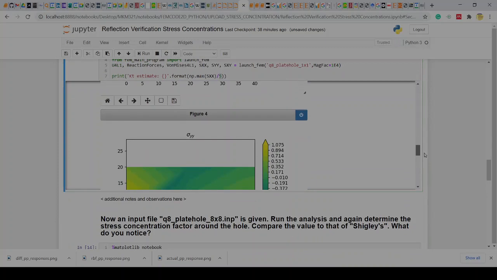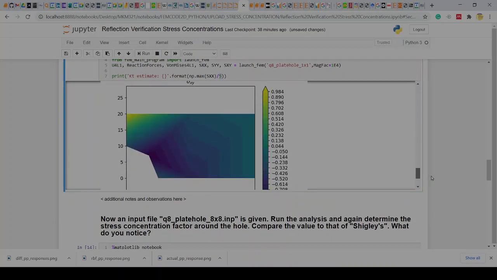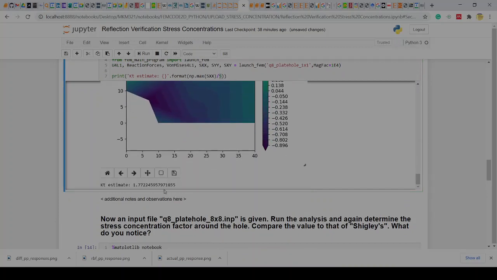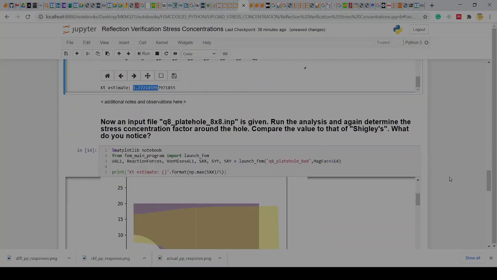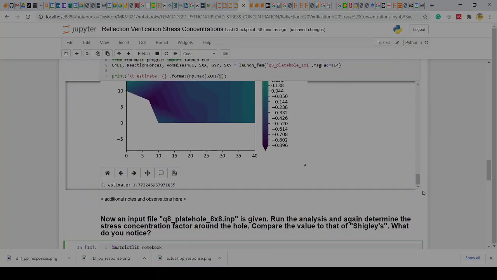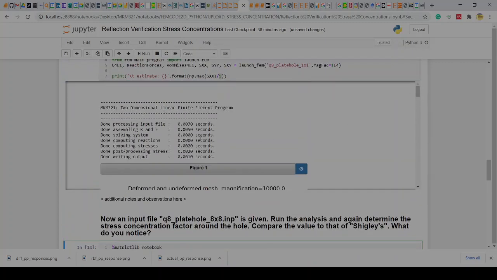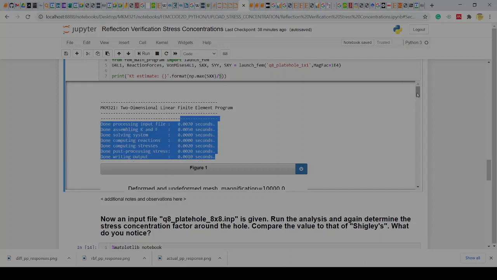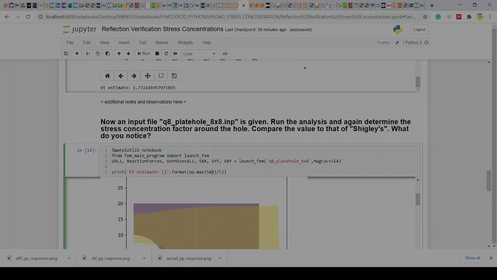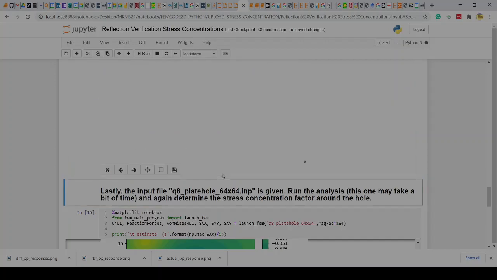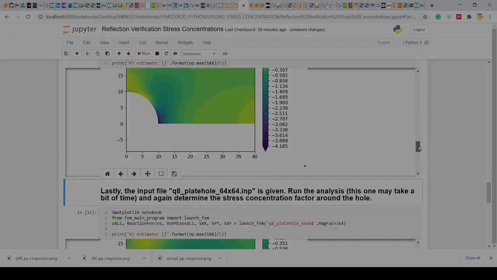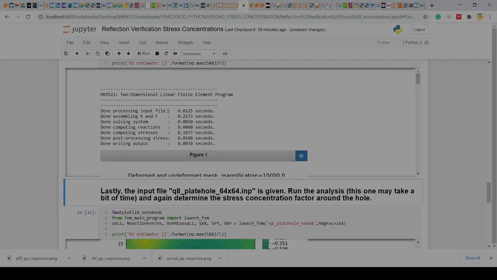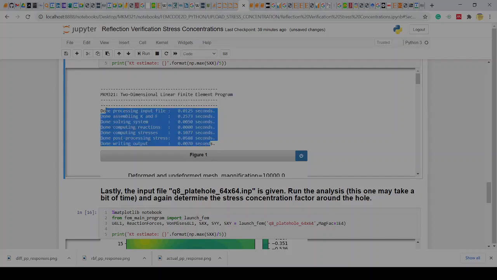So the sigma xx, sigma yy, sigma xy, that's all what we see there. So KT estimate 1.77. If I go for the Q8, and also just keep track of the time, you can see the time is very quick. If I start going towards this one, all of a sudden let's look at what's going on here. The time is two orders more essentially. So that's quite a lot longer that I have to wait.